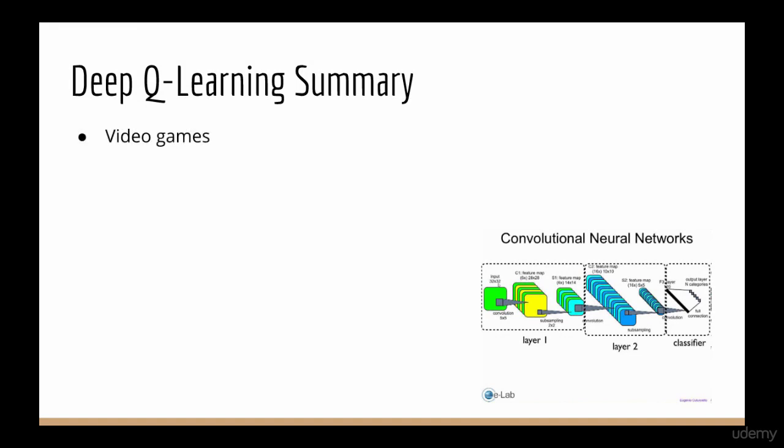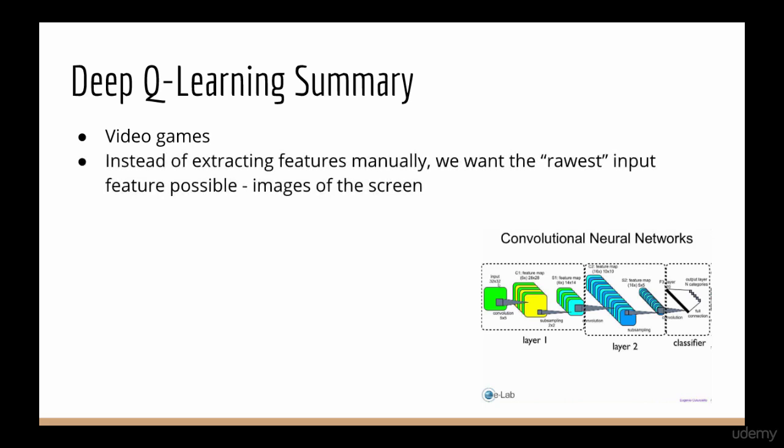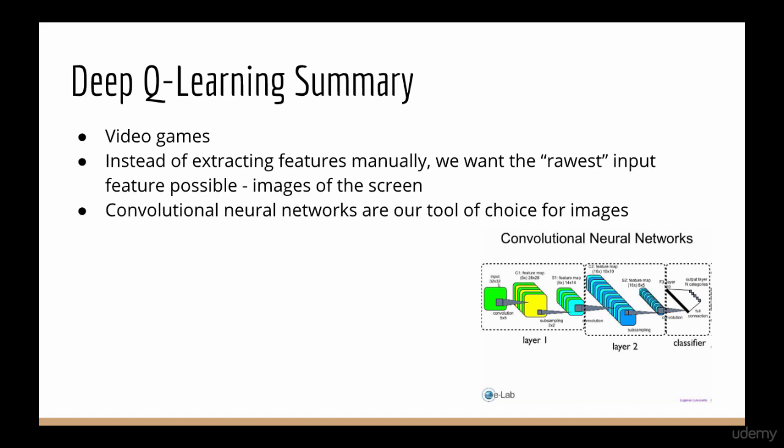Finally, we saw some techniques that allow us to apply deep Q-learning to video games. Specifically, we don't just want to extract features from the video game manually. Since this is deep learning, we would like the neural network to learn feature representations of the input using gradient descent. And so, as you know, our main tool for dealing with images, which can be considered the most raw feature you can get from a video game, is the convolutional neural network.